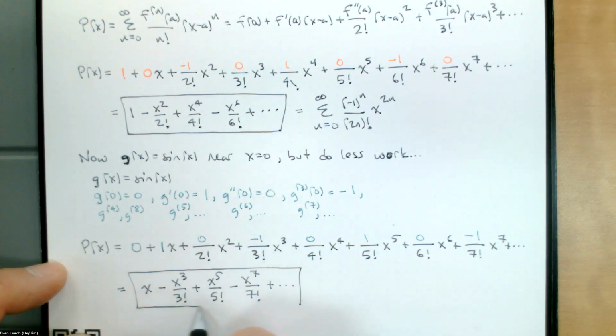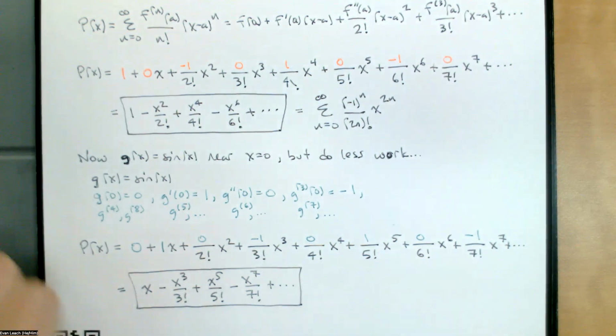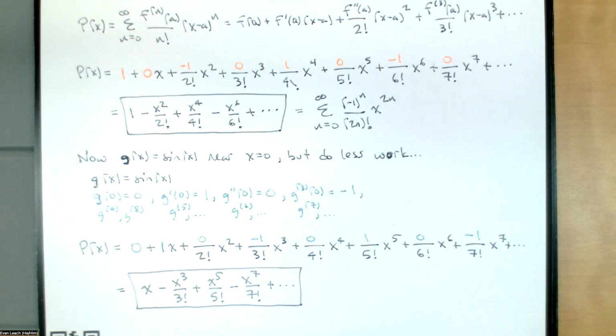We're not surprised by this. Sine is an odd function. Sine of negative x equals negative sine of x. So we are not surprised that we get only odd exponents. Because if we plug in negative x, we're supposed to come up with negative sine of x.